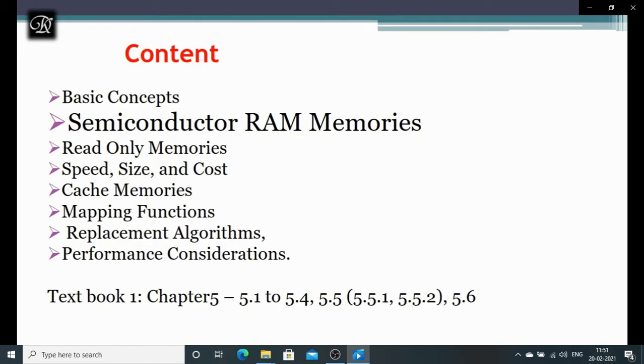They were much more expensive when they were introduced, but later, because of the rapid advancement in VLSI technology, the cost of semiconductor memories has dropped dramatically, and as a result, we are using these semiconductor RAM memories everywhere nowadays.